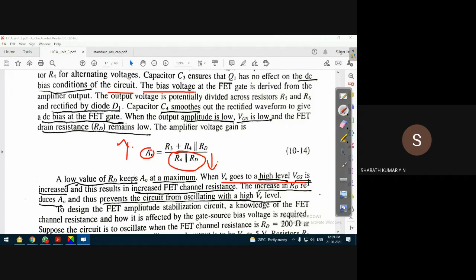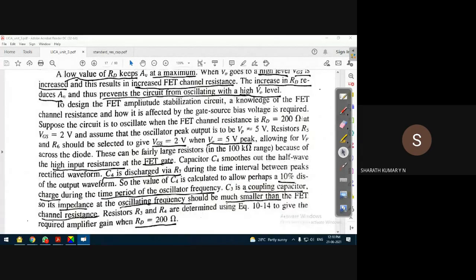When V0 becomes very high, VGS increases. That will force the FET to turn on. It is heavily biasing the transistor, so it increases the channel resistance. When channel resistance increases, voltage gain reduces, and hence oscillation of the output amplitude is prevented. When the output tries to oscillate at a very high value, that is prevented by reducing the gain of the amplifier, which in turn reduces the output voltage. That means output voltage is kept under a constant value, under a standard stabilized value.